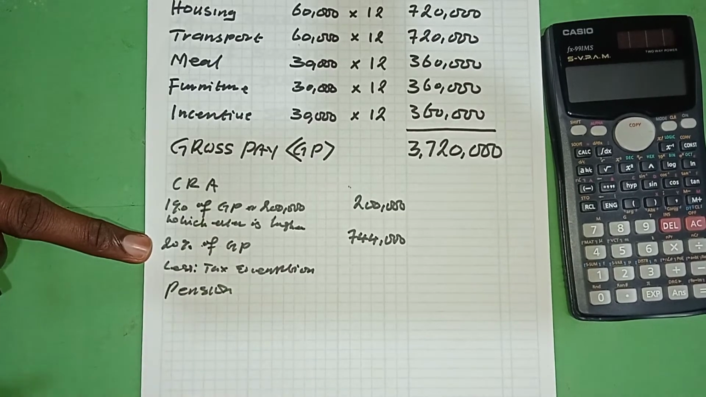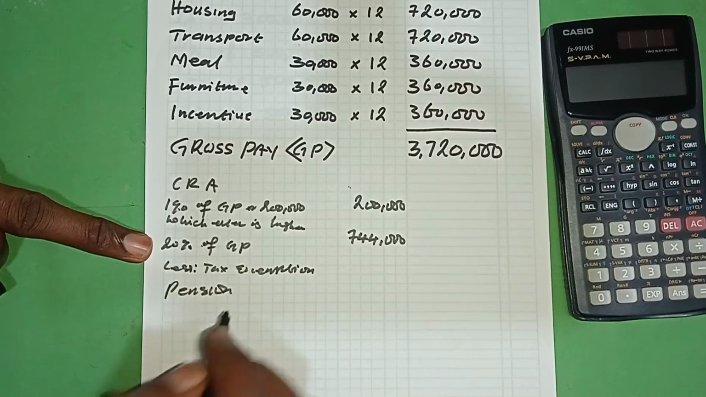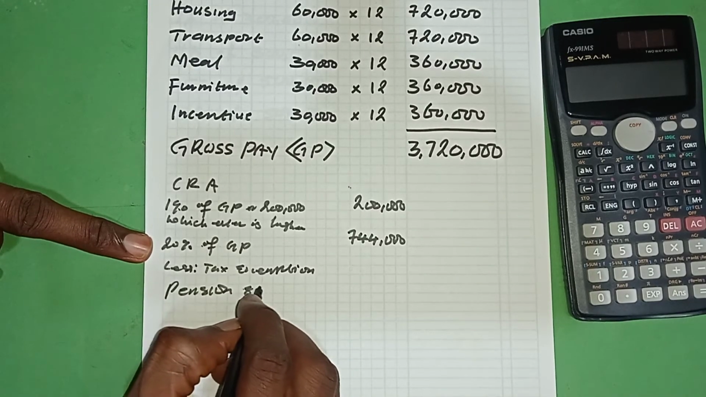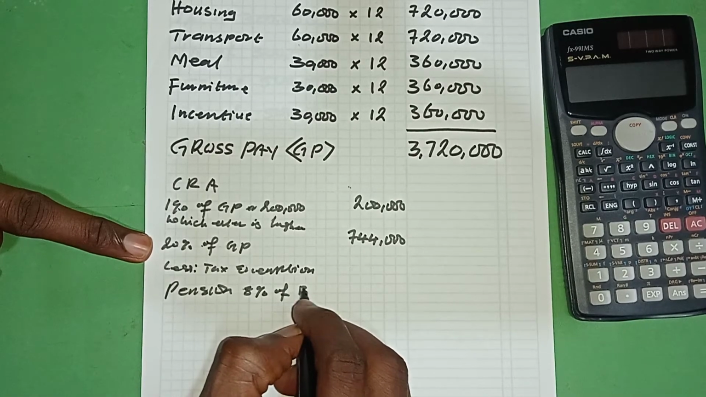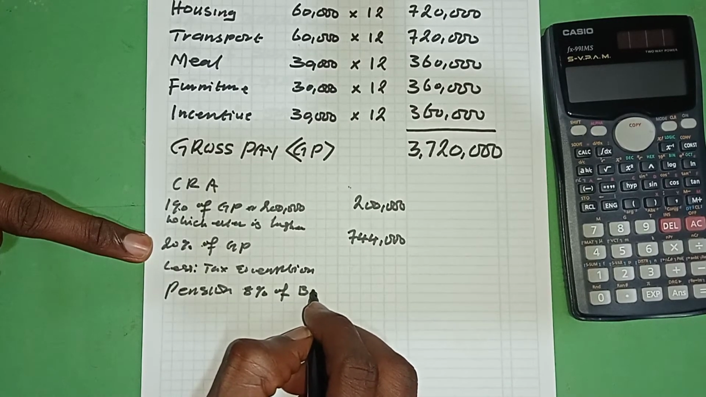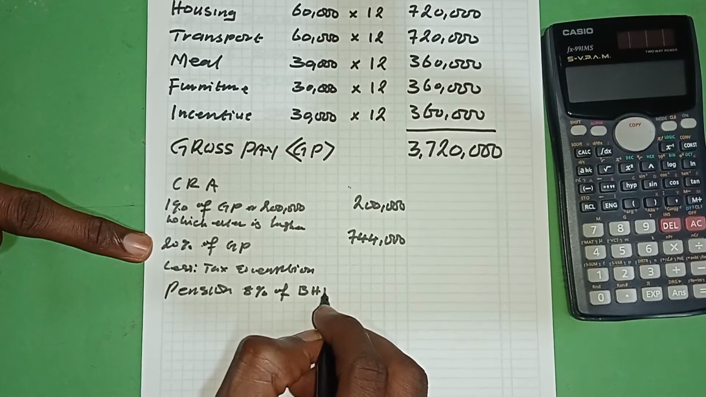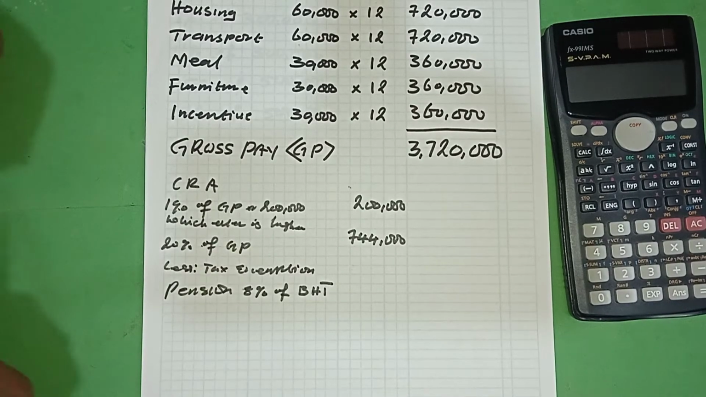Okay, so our pension will come in, and to calculate pension, this is what you do. Pension is 8% of your what? Of basic, housing and transport. That is your pension. That is how we calculate pension: 8% of basic, housing and your transport. That is your own contribution from your side as the employee.